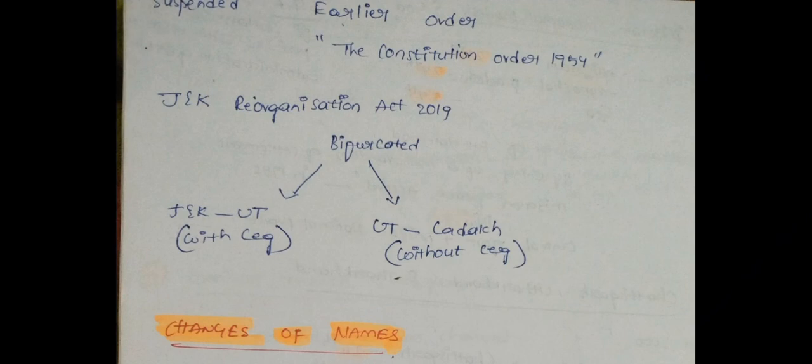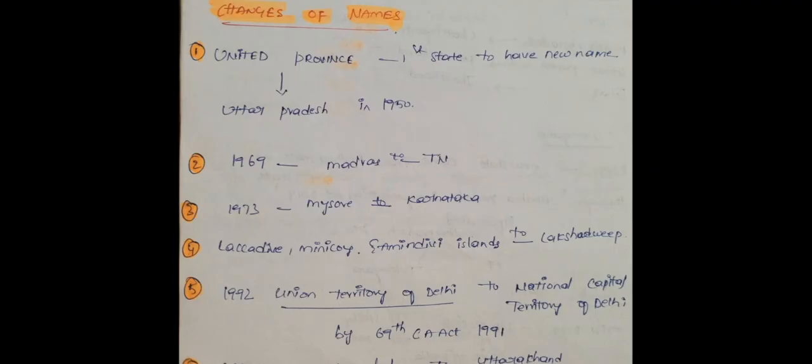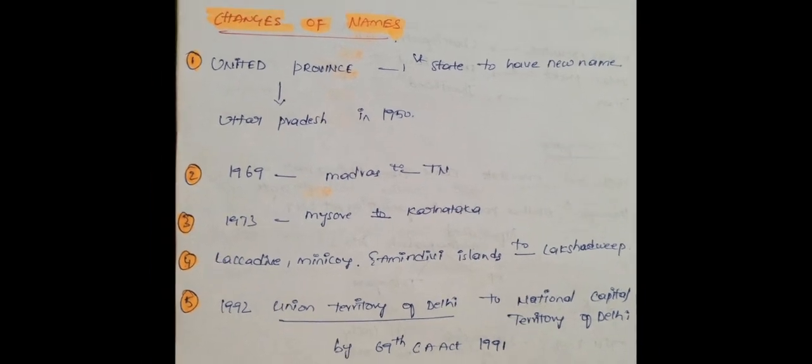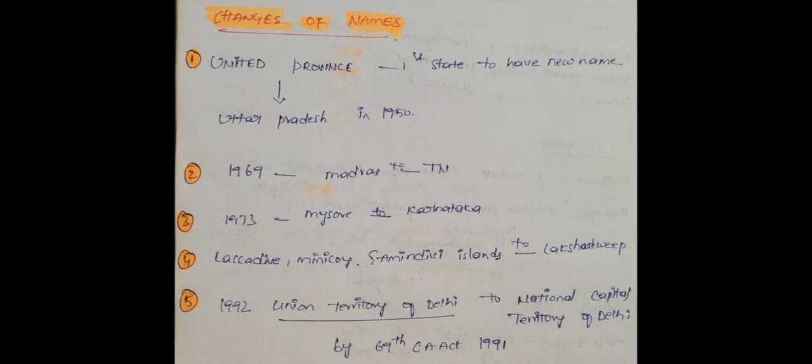Change of names. There were some changes regarding the names of the states. The first state to have a new name was United Provinces, renamed as Uttar Pradesh in 1950. Next, Madras was renamed as Tamil Nadu, Mysore was renamed as Karnataka, and the Laccadive, Minicoy and Amindivi Islands were renamed as Lakshadweep. The Union Territory of Delhi was given the name National Capital Territory of Delhi.